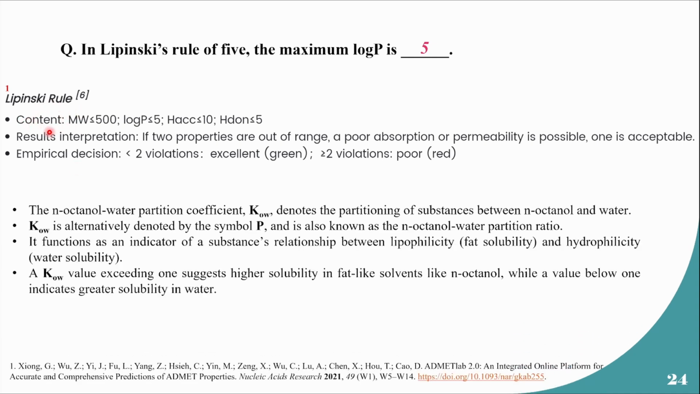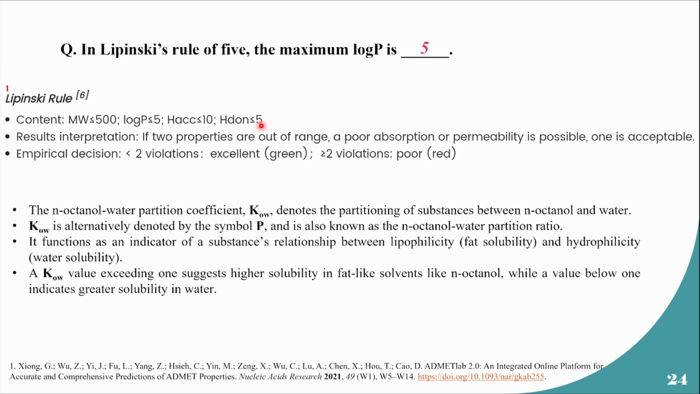So here, first of all, the content of the rule is the molecular weight has to be less than or equal to 500 Dalton for the small molecule for it to be effective. The log P value has to be less than or equal to 5, so it cannot exceed 5. The hydrogen bond acceptor numbers for that molecule should be less than or equal to 10. The hydrogen bond donor atoms for that molecule should be less than or equal to 5.